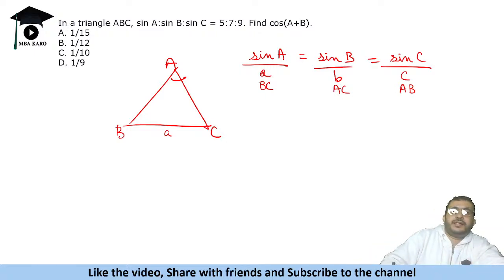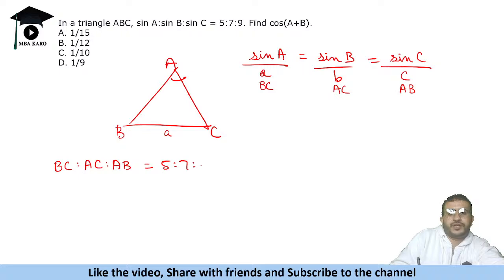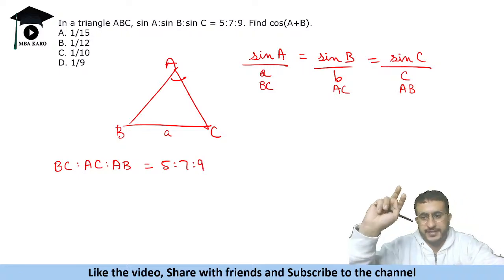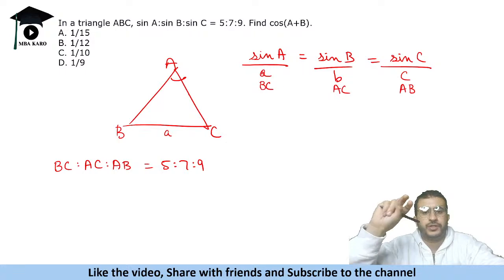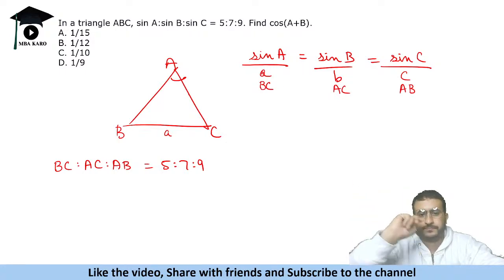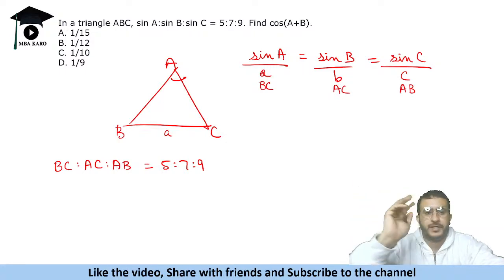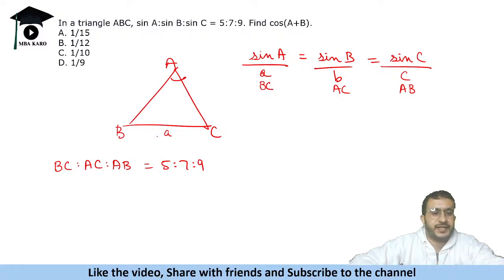So this ratio is constant. We know that BC ratio AC ratio AB is equal to 5 ratio 7 ratio 9. So the ratio of sines is equal to the ratio of sides. Now let us say this side length is 5, AC is 7 and BA is equal to 9.